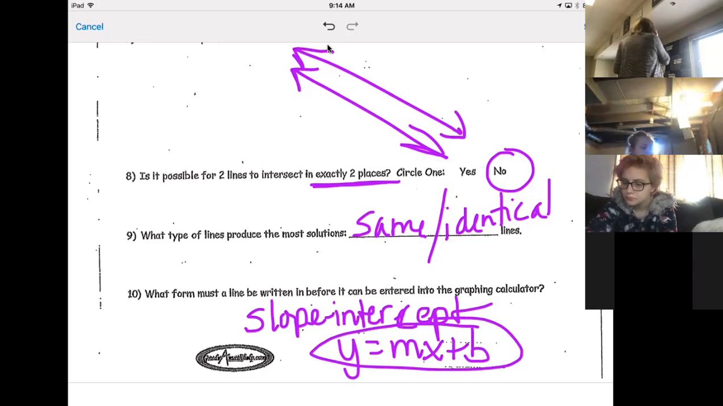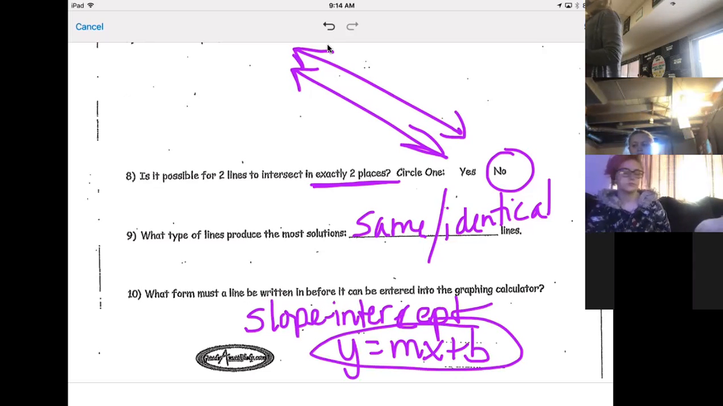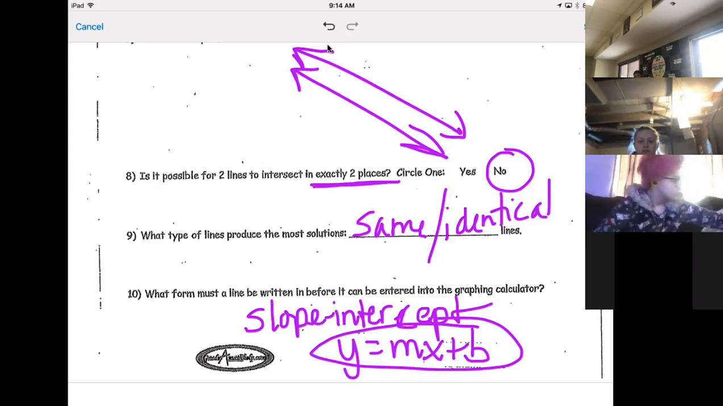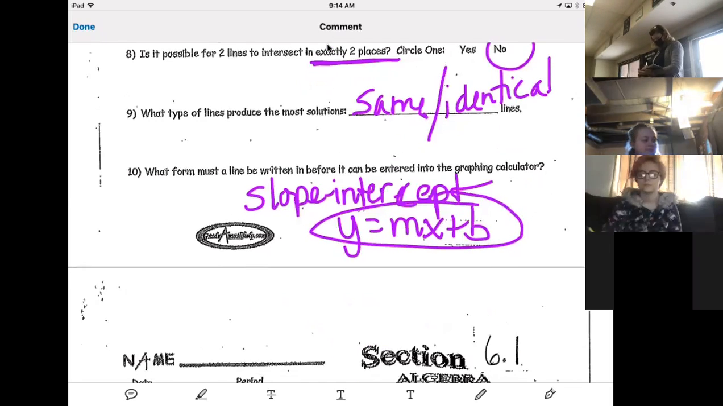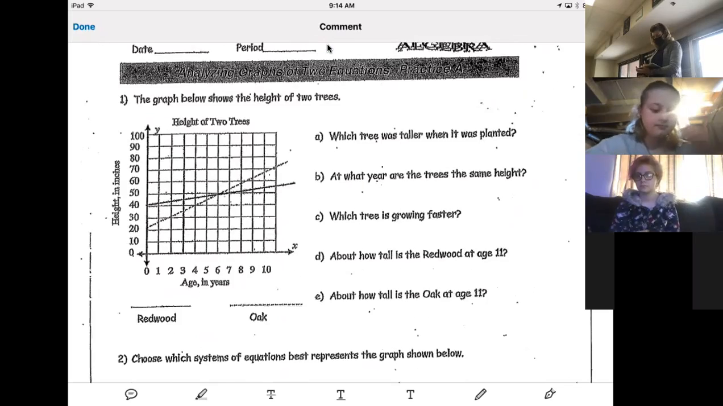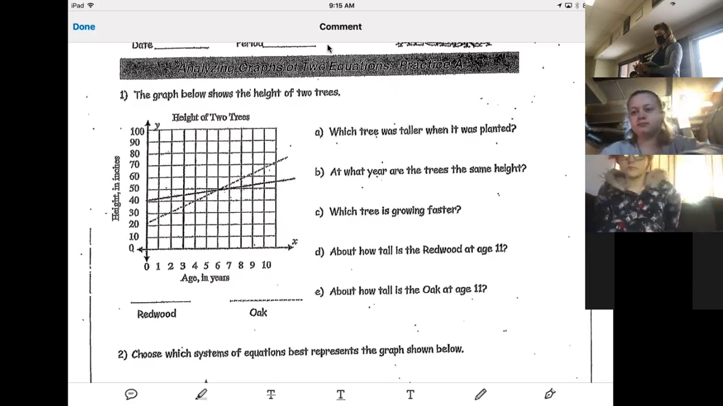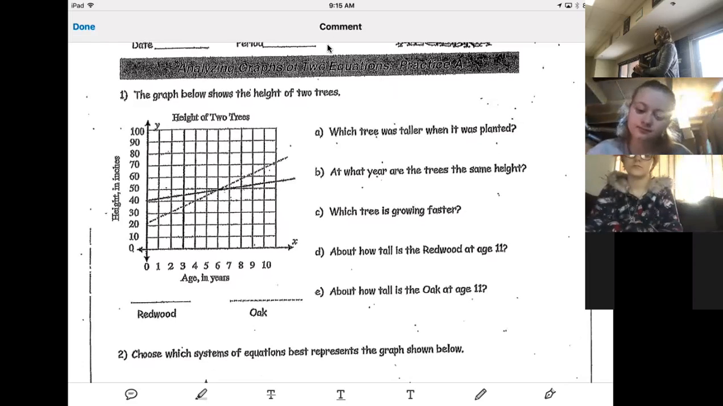By the way, I'm contemplating that our next chapter might be an outside-of-the-book graphing calculator chapter, so you're going to learn how to do some of these things on a graphing calculator. All right, so we're on page 3 of your notes. We're flying through it, huh?